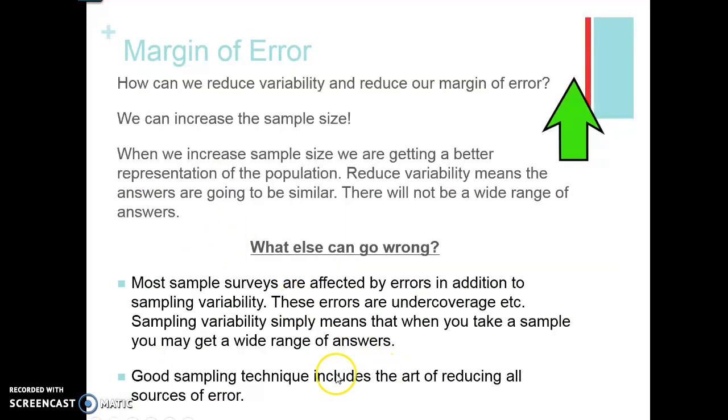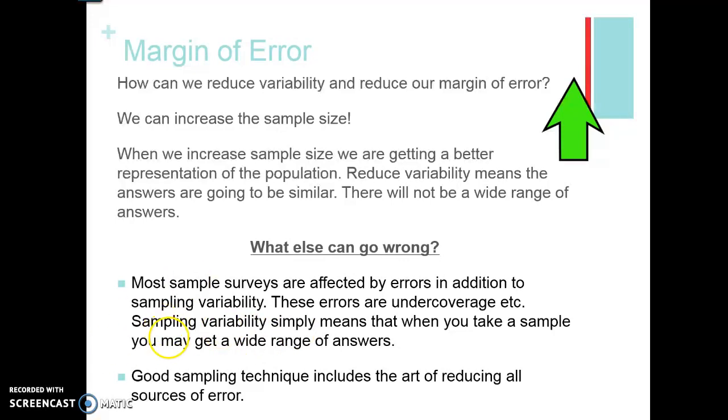What can go wrong? Many sample surveys are affected by errors in addition to the sampling variability. So sampling variability just means when you take a sample of 10, what is the mean amount of time? When you take another sample of 10, what's the mean amount of time you spend on the computer? Another sample of 10. Okay, so we want that sampling variability to be low. We want to get about the same mean each time. But we can have errors that can affect that sampling variability.